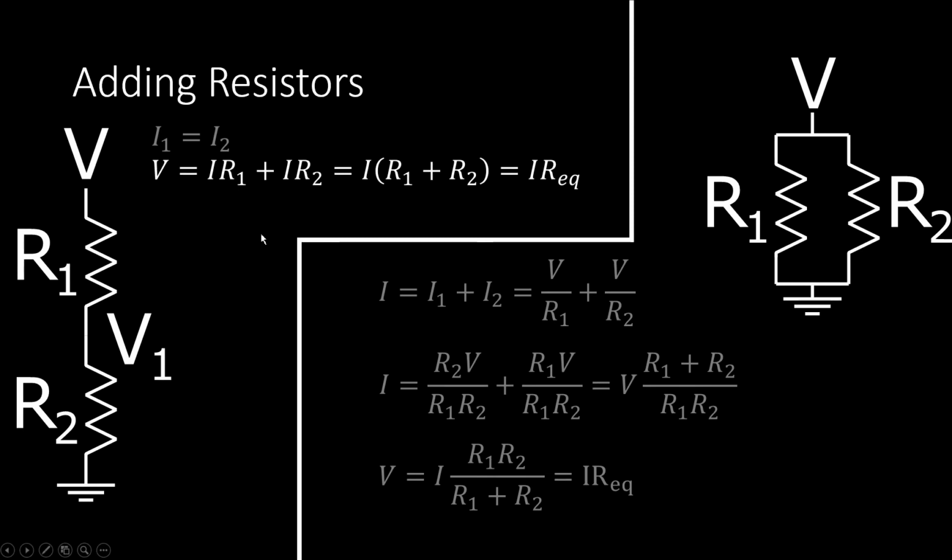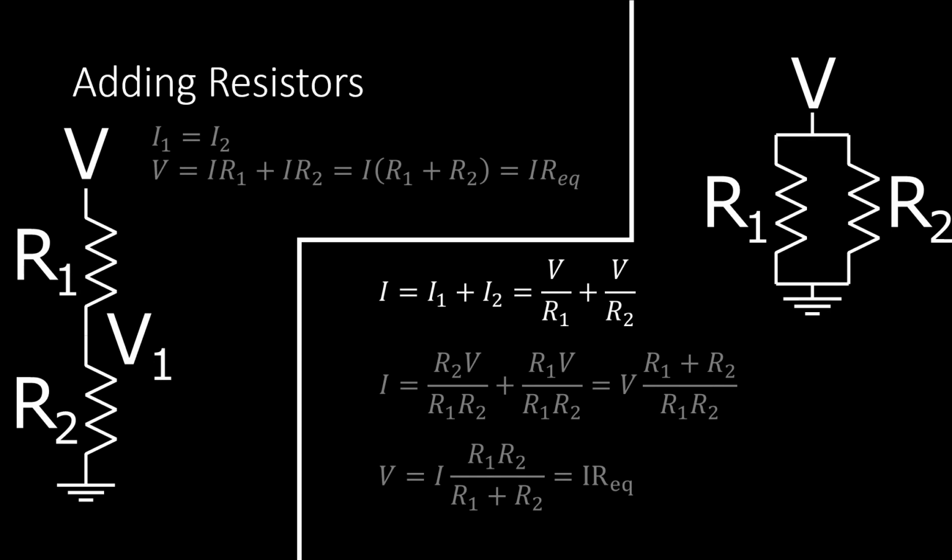So if we pull out the I from each of those terms and group the R's together, we see this notation. This looks a lot like Ohm's law, where we have a voltage equal to a current times a resistance. So if we treated the overall resistor network, the two resistors in series, as a single resistor, that resistor would have a resistance of R1 plus R2, and we call that the equivalent resistance of the circuit. So that is equal to R_EQ.